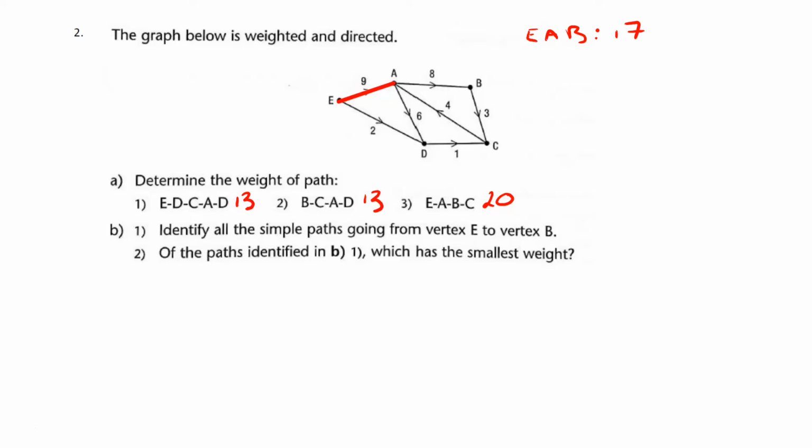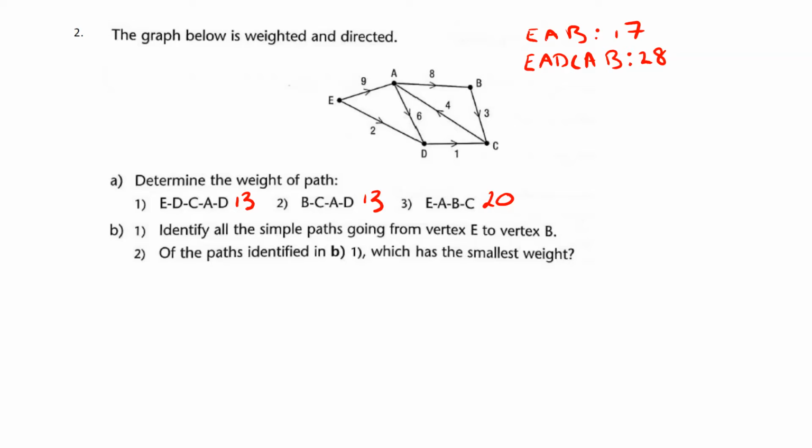This time, however, I can't go down towards C directly because I'm going against the directed edge, but I can go down to D. So I'll go to D, then over to C, back up to A, and then A to B. In that case, I've got E, A, D, C, A, B. Now we add up all of those weights. We've got 9 plus 6 is 15, plus 1 is 16, plus 4 is 20, plus 8 is 28.